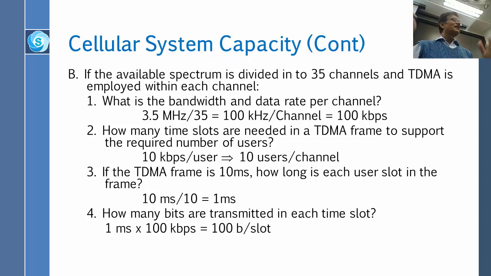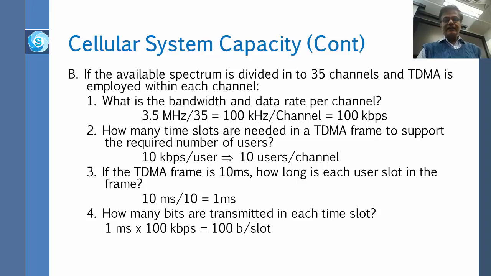But this is very old days, right? So it's 1 bit per hertz. So now those 100 kilobits means that you can have 10 users on each channel using TDMA. If the TDMA frame is 10 millisecond, how long is each slot? You take that 10 millisecond frame, and there are 10 users, so each user gets 1 millisecond. Right? So now your burst size. How many bits are transmitted in each time slot? So 1 millisecond by 100 kilobits per second would be 100 bits.